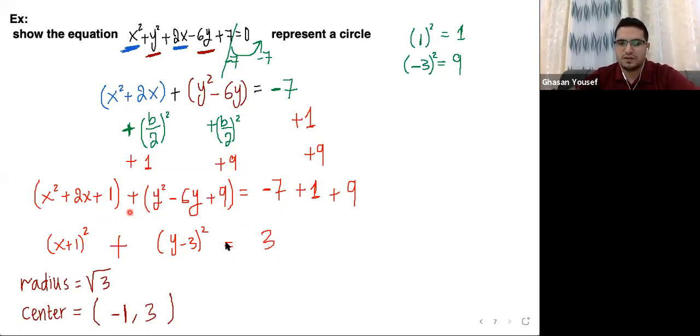Now this is like the equation of a circle. The radius is the square root of this number. And the center is the opposite sign of this one, which is -1, and the opposite sign of this one, which is +3. That's it. So it is representing a circle. Any questions? Make sense, Bilal? Okay.